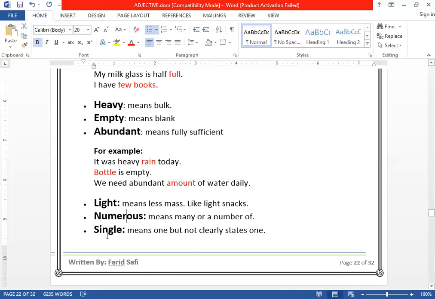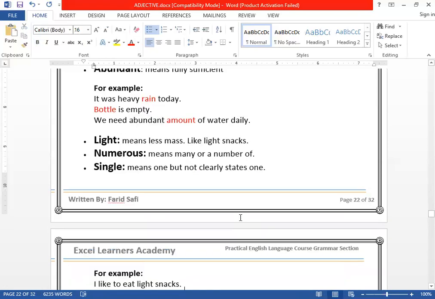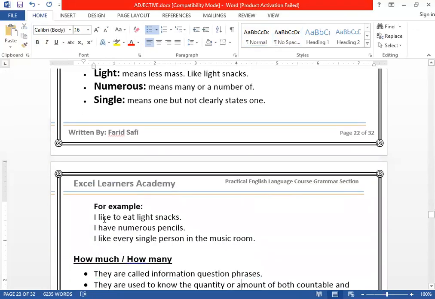Light, numerous, and single are quantity adjectives. I like to eat light snacks. Snacks is a noun, light is an adjective. Numerous pencils. Pencil is a noun, numerous is an adjective. Single person. Person is a noun, single is an adjective, a quantity adjective.